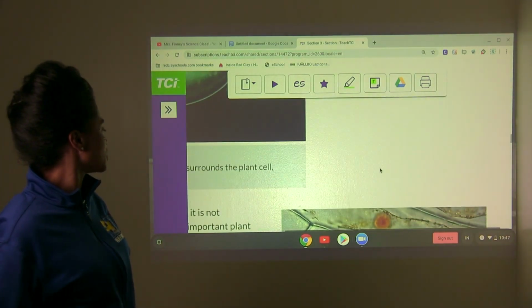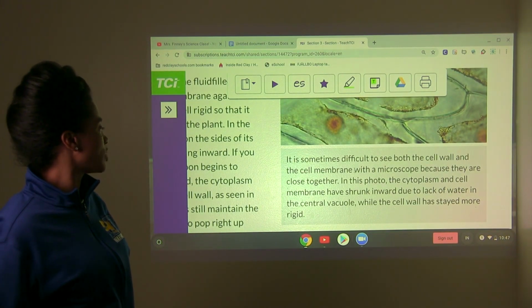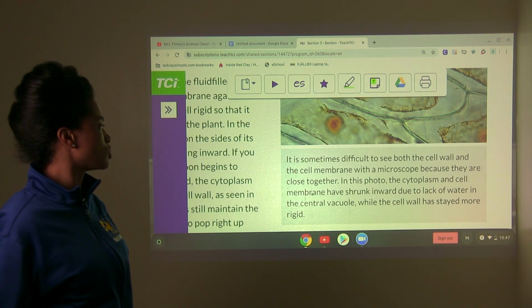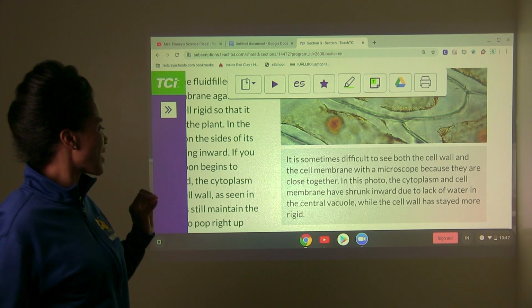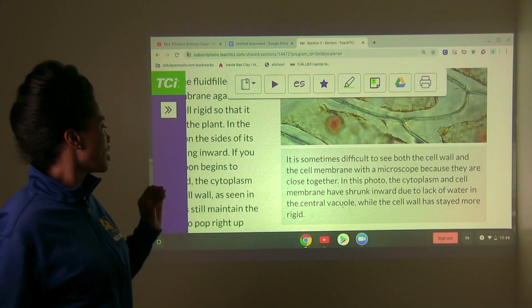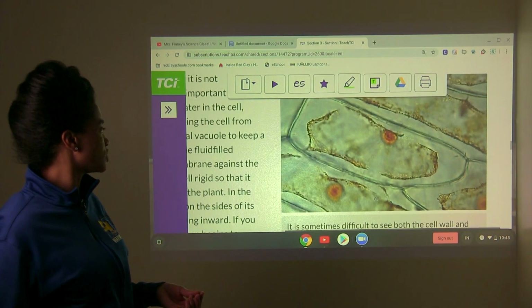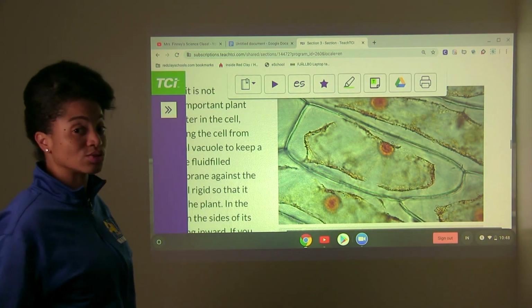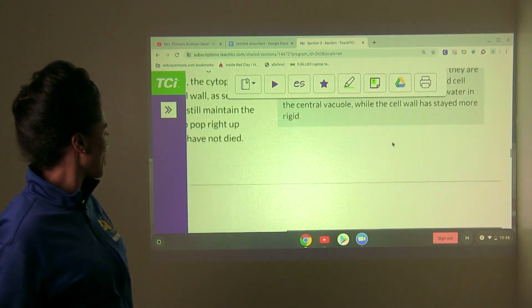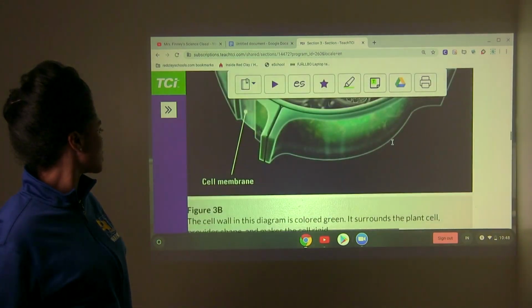So let's take a look at some pictures here. It says it is sometimes difficult to see both the cell wall and cell membrane with a microscope because they are close together, right? In this photo, the cytoplasm and cell membrane have shrunk inward due to lack of water in the central vacuole, while the cell wall has stayed more rigid. Check this out. You see that? Interesting. So this is what it looks like on a microscopic level.